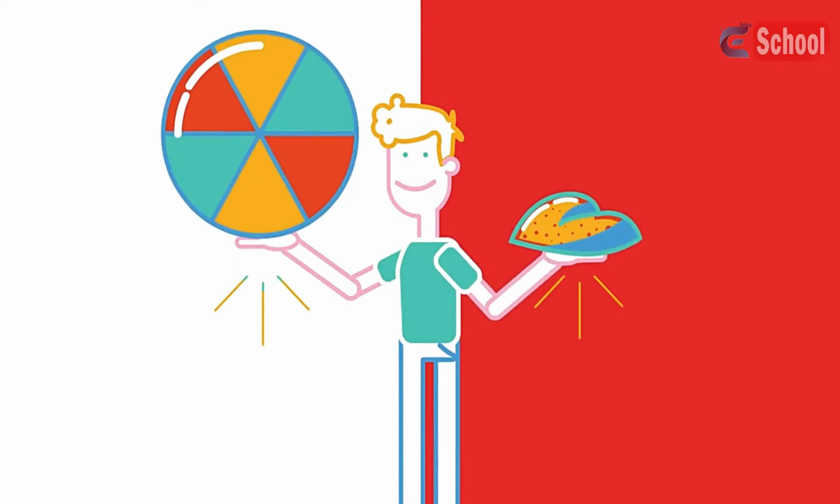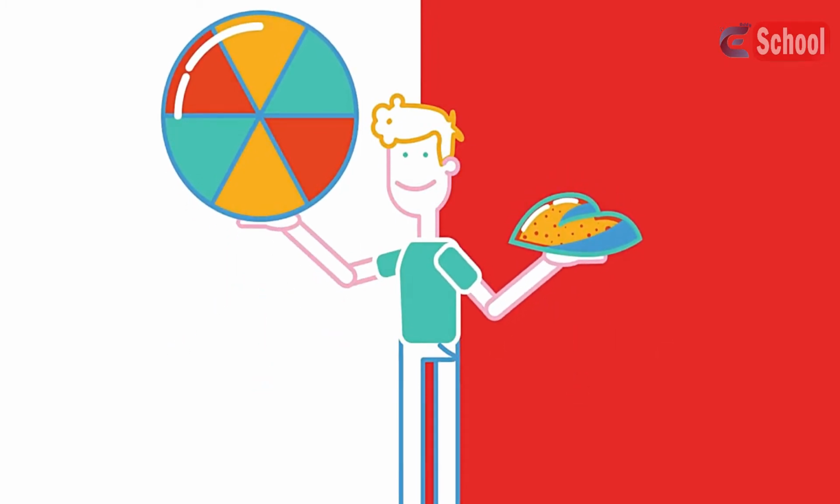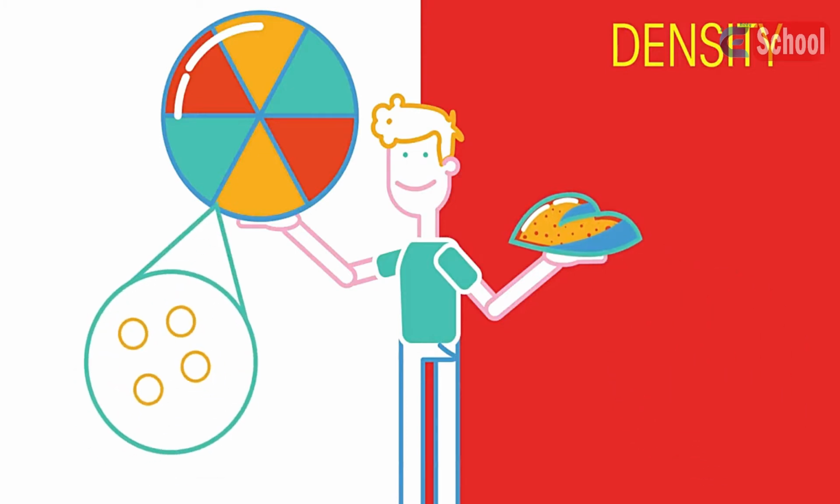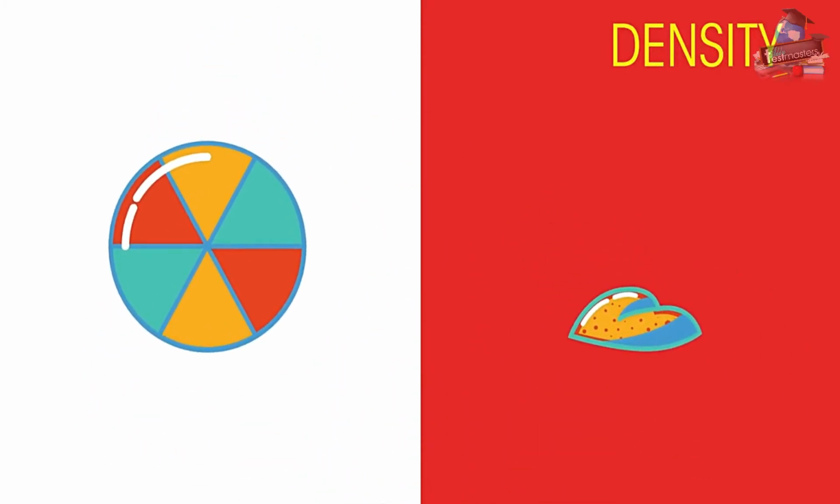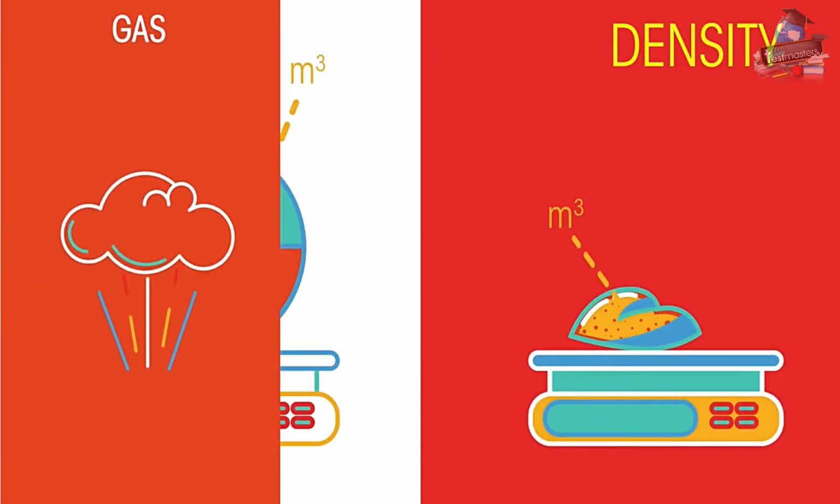Why is it easy to lift up a big inflated beach ball, but much harder to lift a small, heavy pebble? It is largely to do with density. The small pebble is more dense, and the big, light beach ball is less dense. In this video, we are going to look at what density is, how it is measured, and the differences in density between different states of matter.